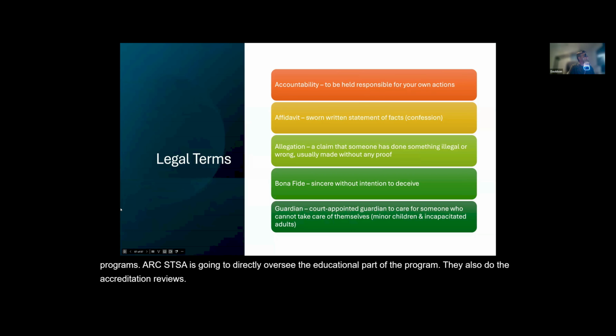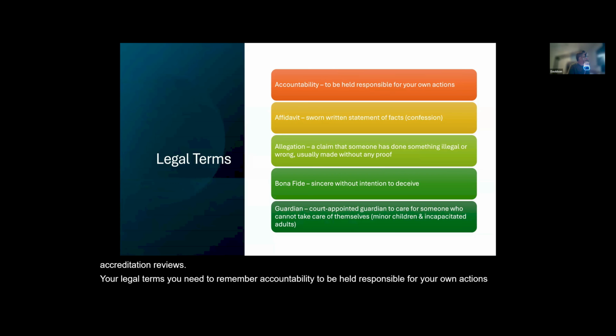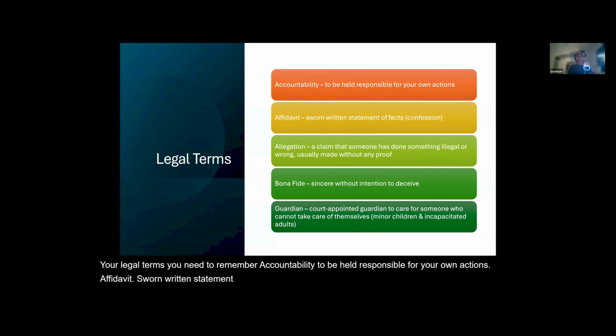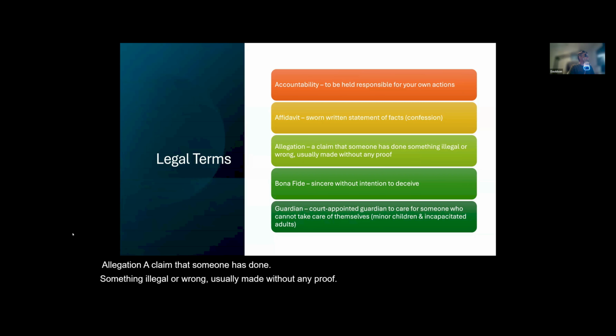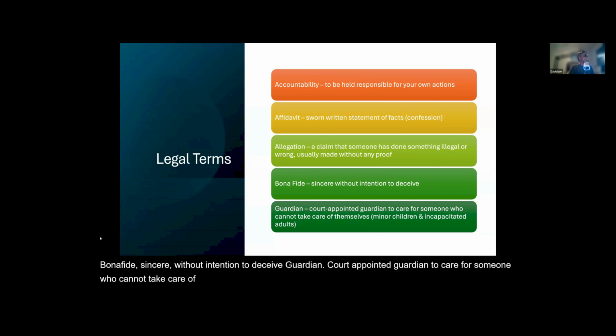Your legal terms you need to remember: accountability, to be held responsible for your own actions; affidavit, sworn written statement of facts; allegation, a claim that someone has done something illegal or wrong, usually made without any proof; bona fide, sincere without intention to deceive; guardian, court-appointed guardian to care for someone who cannot take care of themselves, minor children and incapacitated adults.